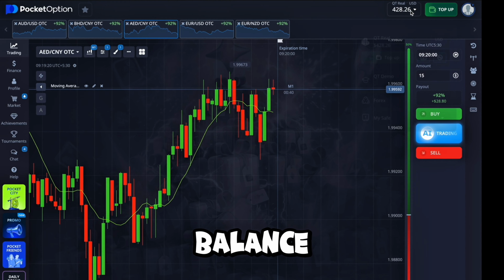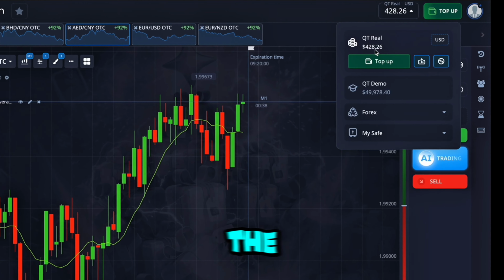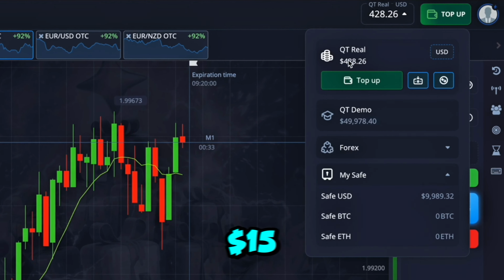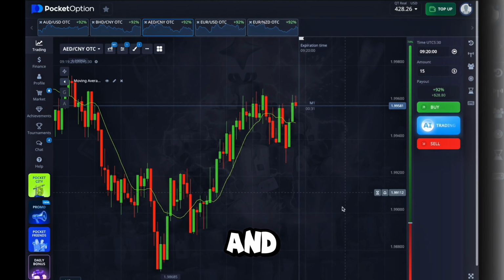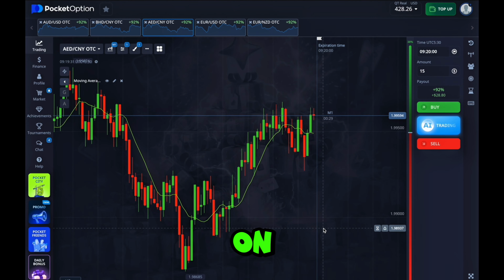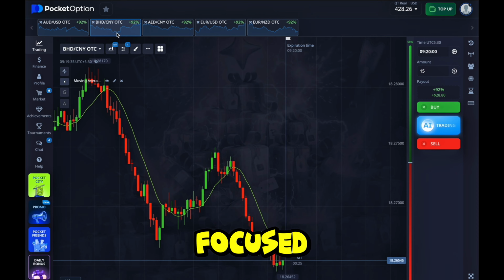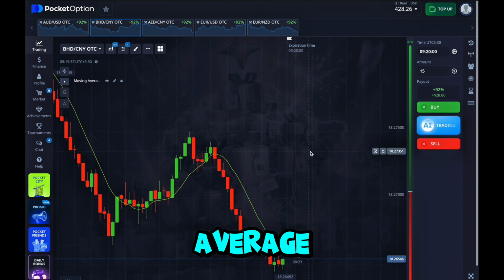Right now my main balance is $428 while the rest of my funds are safely locked. For this challenge, I will be trading with just $15, keeping everything controlled and disciplined. All trades will be placed on a 1 minute time frame using default settings, simple, clean, and focused. I've already applied my moving average setup on the chart.